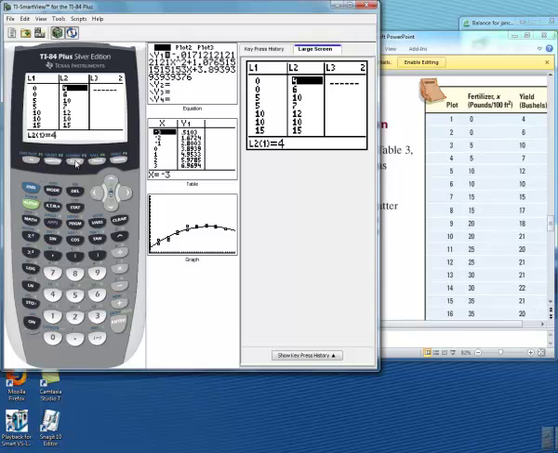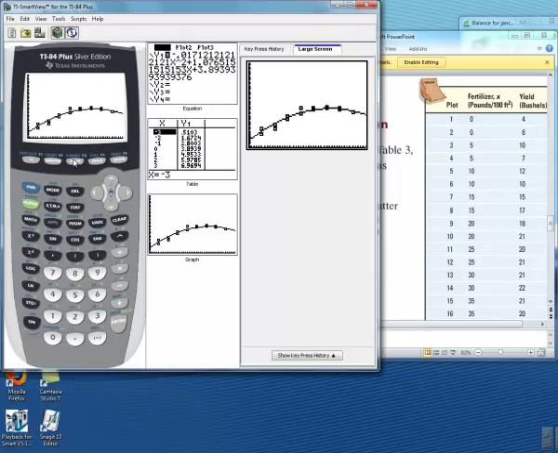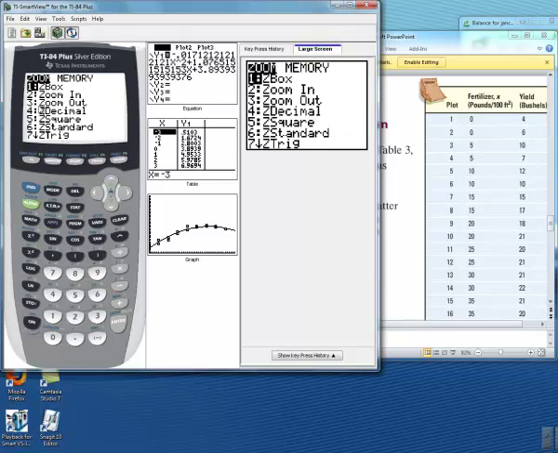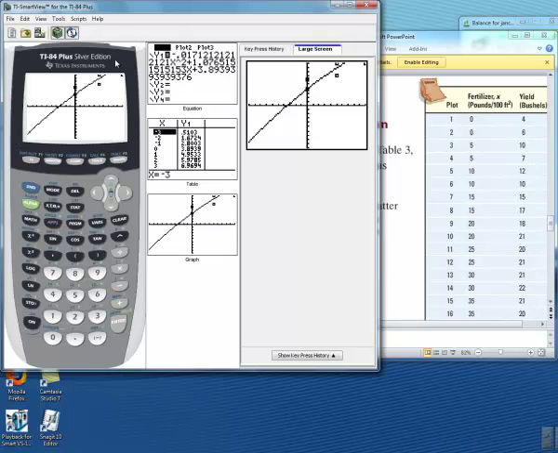Now I tried to graph it, I went to Zoom Standard. Here's zoom standard. If I did that, it doesn't show the data because of this other line here. We just want the first quadrant.